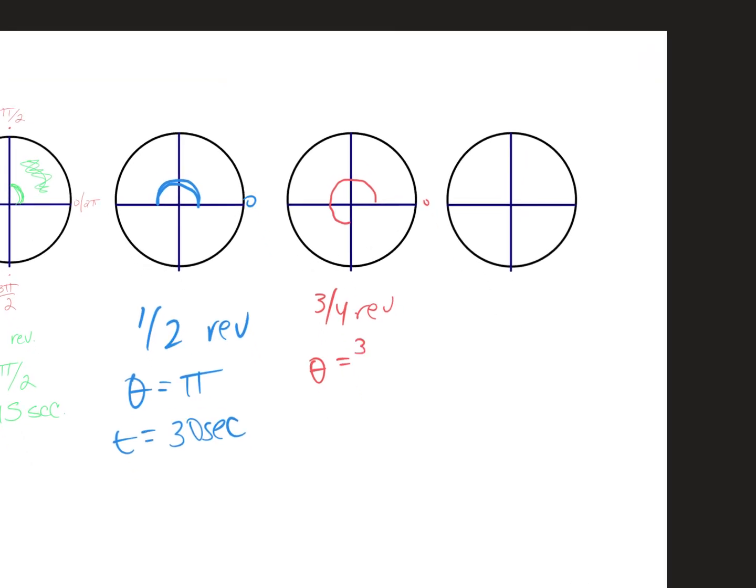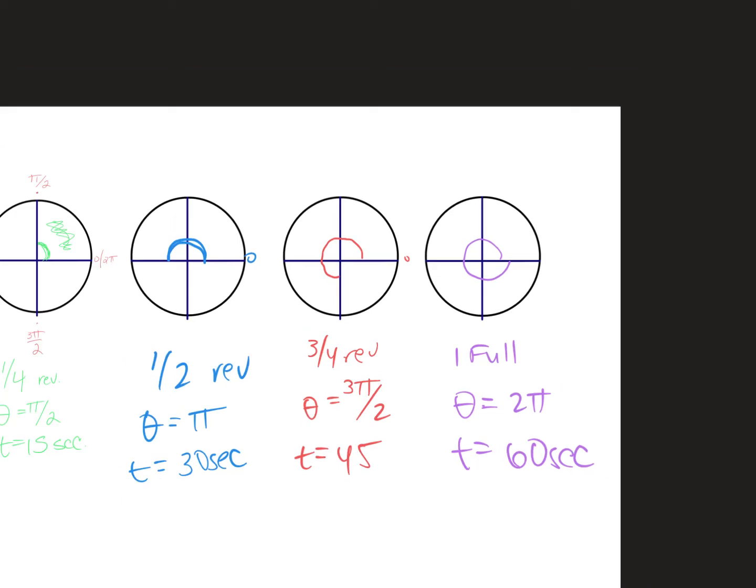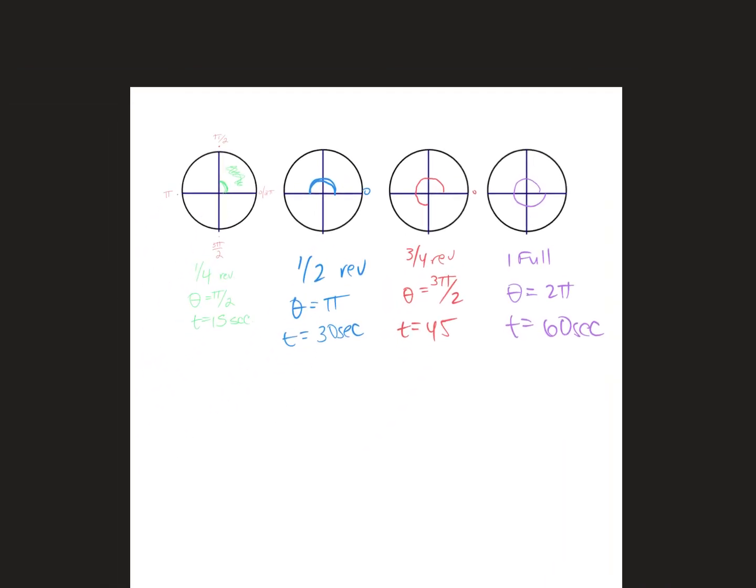3 pi over 2. Perfect. And what is the time that elapsed? 45. And then if I talk about one whole circle, guys, I come here and I go all the way around. One full circle. So we'll say one full. What's my theta? 2 pi. And what's the time that elapsed? 60 seconds. So what you'll see is you'll have a question like the one above, right?